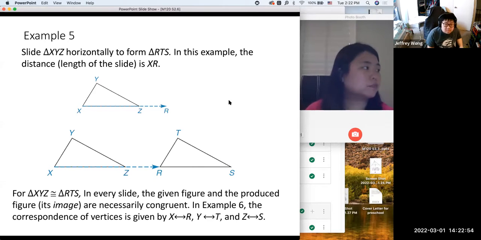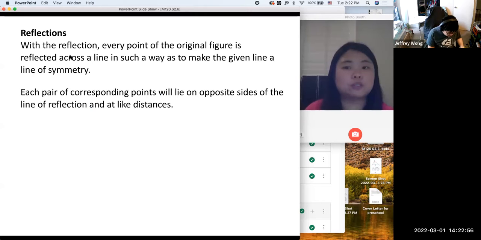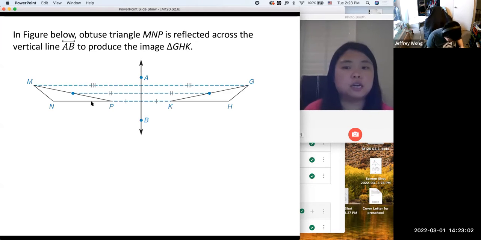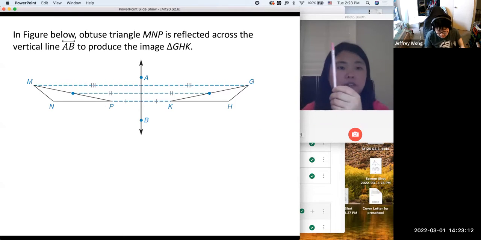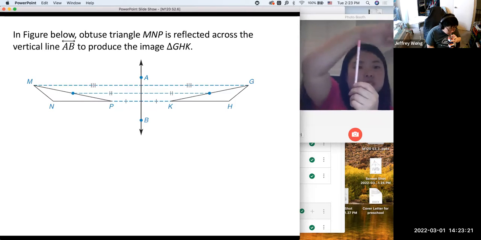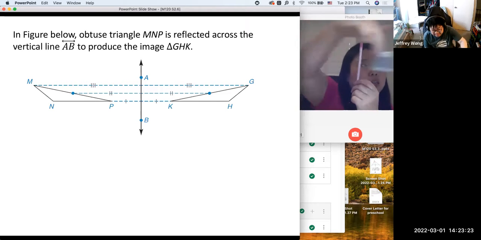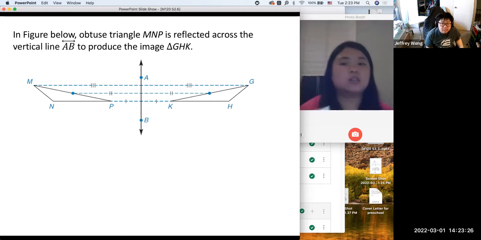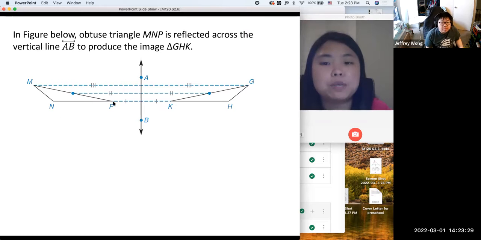Okay, then reflections. Another one called reflections is one type of the transformation. Just think about it. This is the triangle MNP. And then they do have the line in here. Okay, they have the line and then they have a triangle. And then they're going to be reflected. If we think about it, it's kind of like the triangle is rotated around the line. So you could see the M and P reflects the triangle GHK.